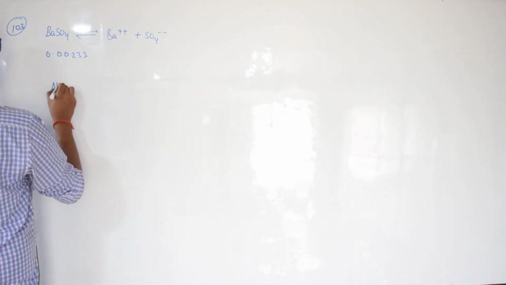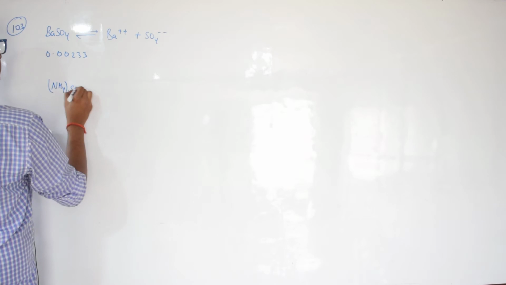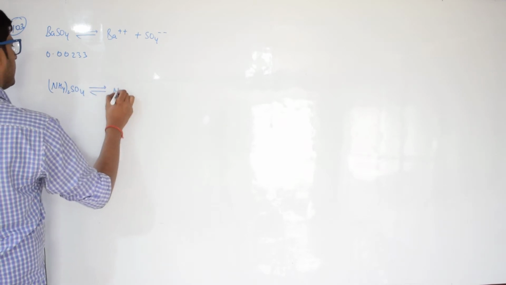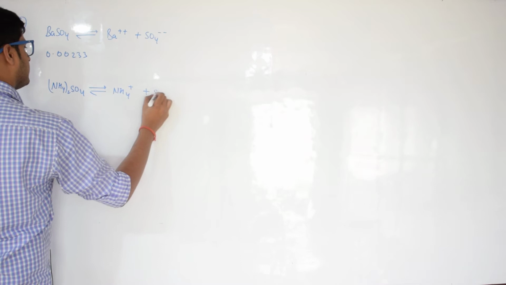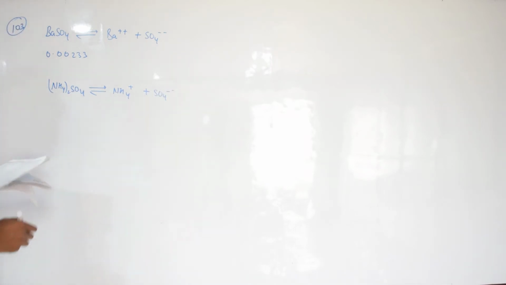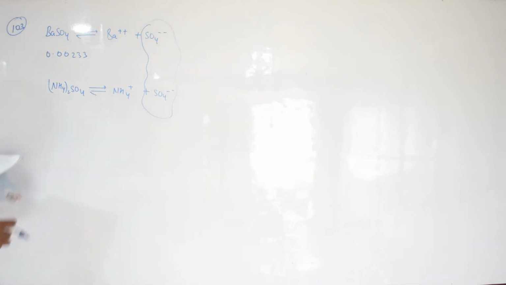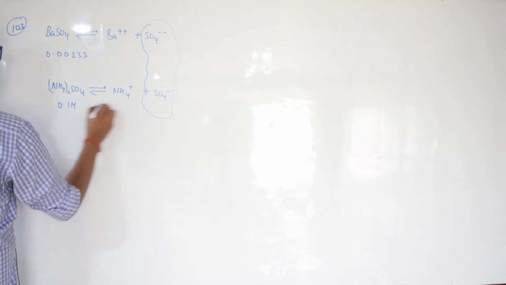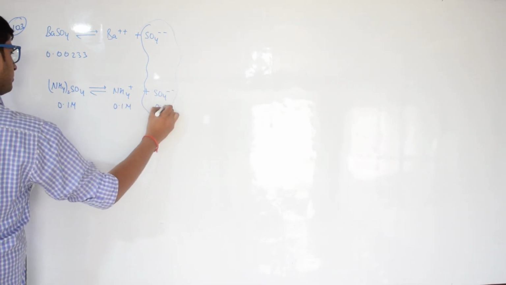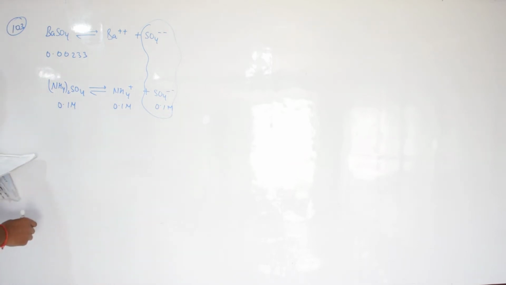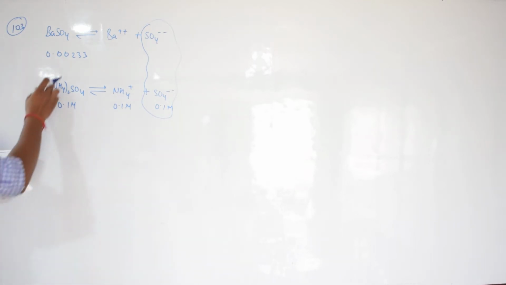Further, if we have ammonium sulfate, it can be dissociated into ammonium ion and sulfate ion. So, we have a common ion effect over here. It is given at 0.1 molar. So, we have a common ion effect over here, the dissociation will be suppressed.